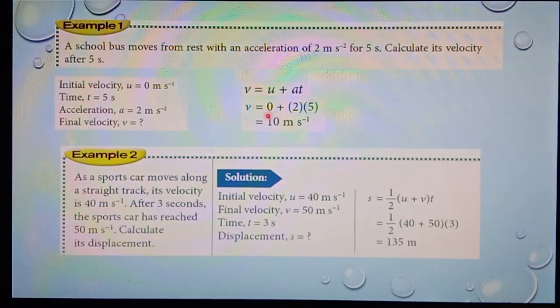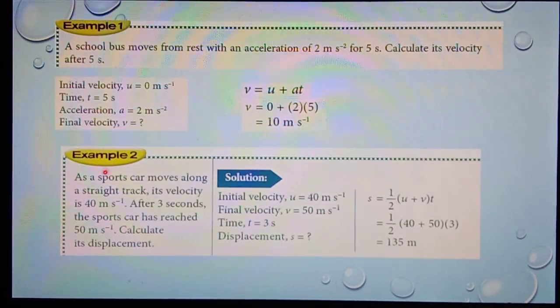Okay, show the substitution. u is 0, a is 2, t is 5. Then simplify, you will get v equals 10 meters second negative 1. The unit must be written correctly. Okay, so you have the answer for final velocity.